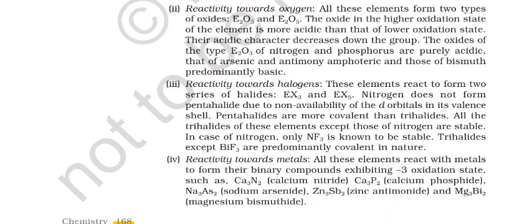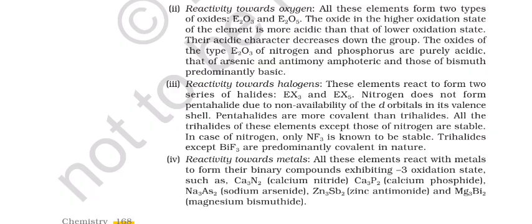Reactivity toward oxygen. All the elements form two types of oxides, E2O3 and E2O5. The oxide in the higher oxidation state of the element is more acidic than that of the lower oxidation state. Their acidic character decreases down the group. The oxides of the type E2O3 of nitrogen and phosphorus are purely acidic, those of arsenic and antimony are amphoteric, and those of bismuth are predominantly basic.